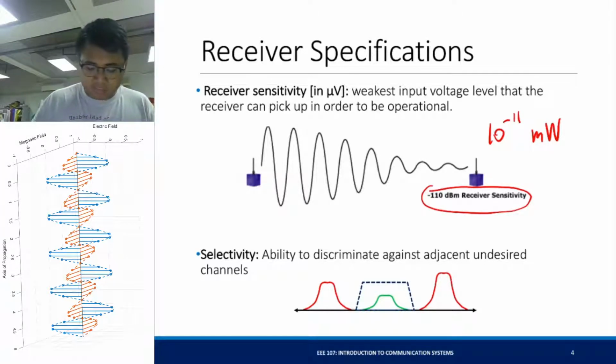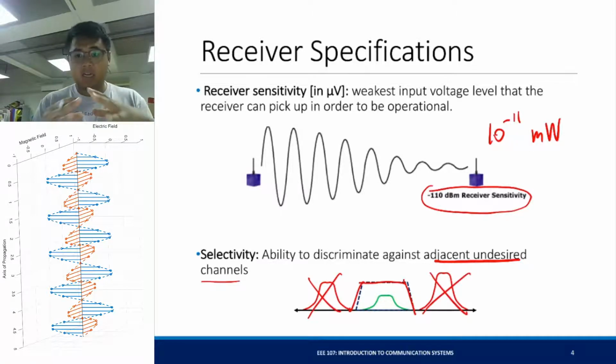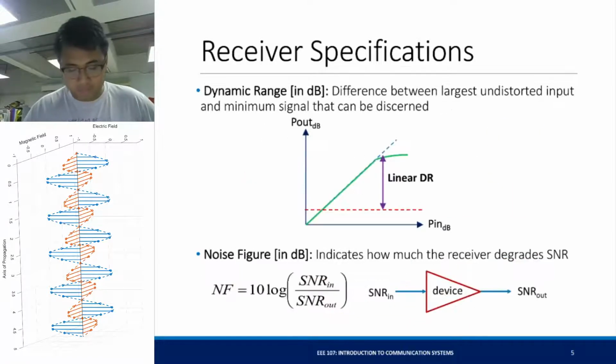Selectivity is the ability of your receiver to discriminate against adjacent undesired signals. So you have a filter for that, and you want to reject these signals that are not desired, and you want only the signal that you want to listen to. That's another specification that you need to look out for when designing receivers.